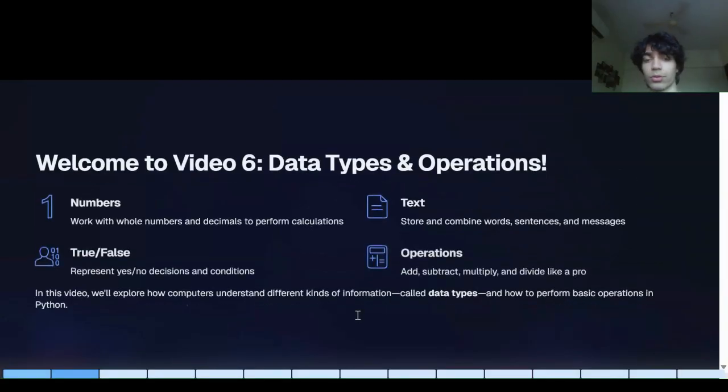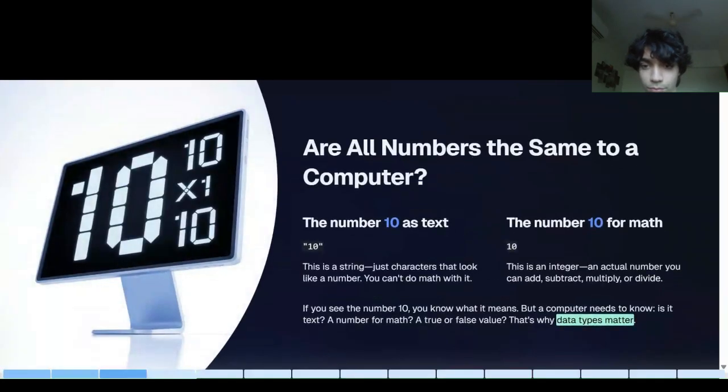In this video, we'll learn how computers understand different kinds of information called data types and how to perform basic operations in Python. So if you see the number 10, you know what it means. But a computer needs to know, is it text, a number for math, a true value, or a false value? That's why data types matter.